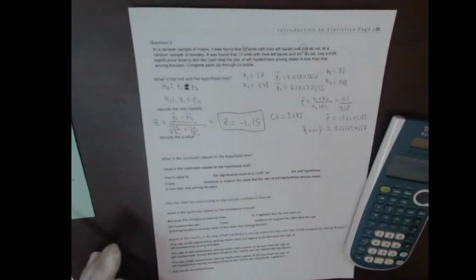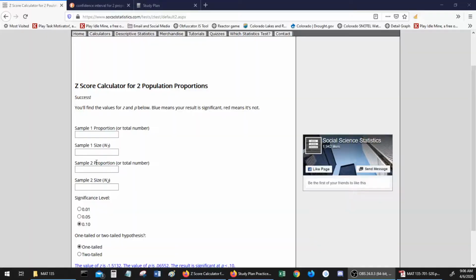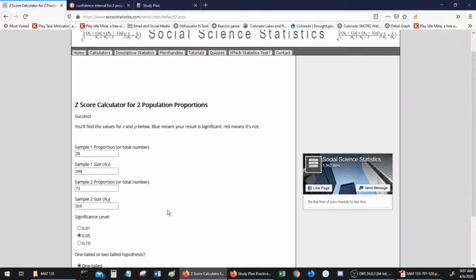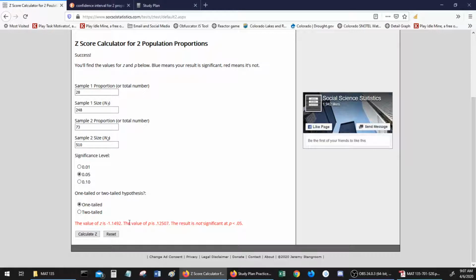Let's go ahead and calculate the p-value. Again, I do that by coming over here. So our first proportion was 28 out of 248. Second proportion was 73 out of 510. It's a one-tail test at a 5% significance level. So let's calculate that. There's our test statistic, and our p-value, as you can see, is 0.12507, which again is larger than 0.05, so we fail to reject.